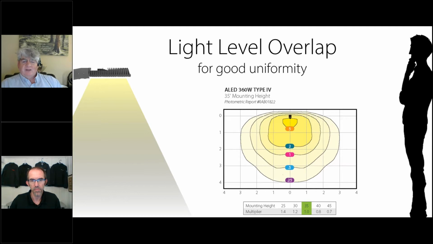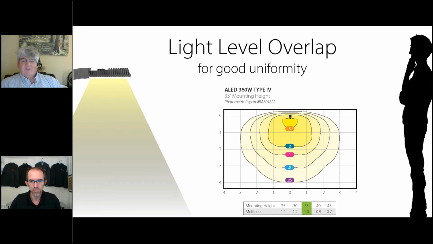The first thing you need to know is the numbers across the bottom and up the side of the grid are multiples of the mounting height. So we're looking at a LED 360 on a 35 foot mounting height. So the 1 is 1 times or 35 feet, 2 is 2 times or 70 feet, 3 is 3 times or 105 feet. So that kind of tells you how far out the light is being projected. So that 0.5 foot candle line is out to a little over 105 feet.